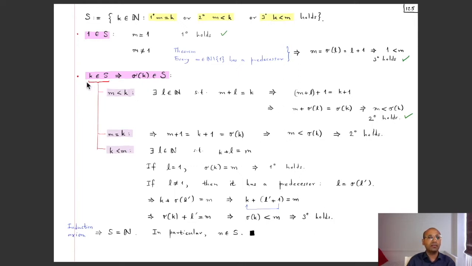So in each case we have shown that sigma k also belongs to S. So we have proved this statement. And so by the induction axiom, since 1 belongs to S and whenever k belongs to S, we know that its successor also belongs to S, it follows that this S is the whole set of natural numbers. Now if I take the given n that belongs to this set of natural numbers, it also belongs to S. So one of these three cases has to hold for n. So either m is equal to n, or m is strictly less than n, or n is strictly less than m holds. So that completes the proof of this trichotomy law.